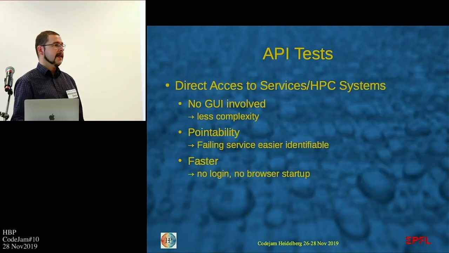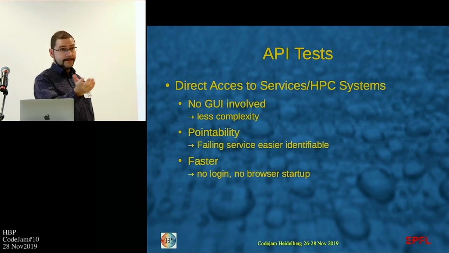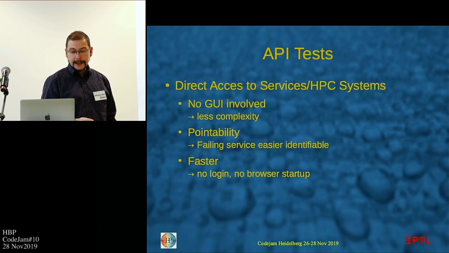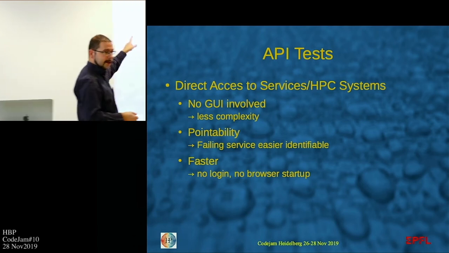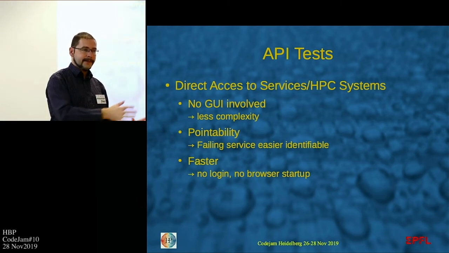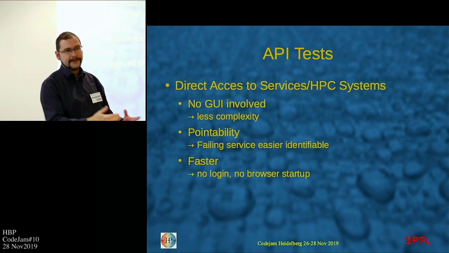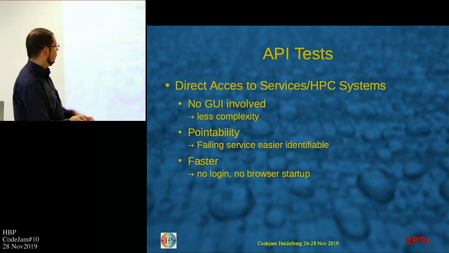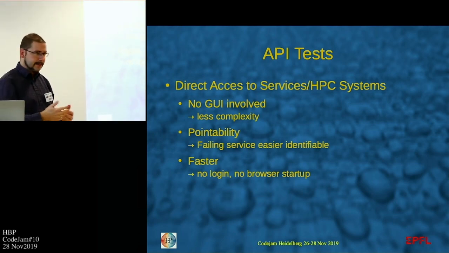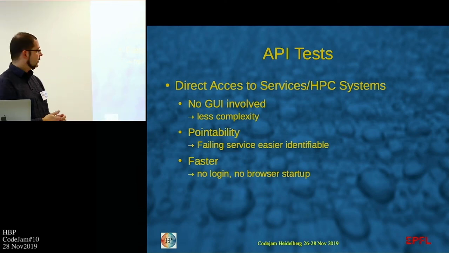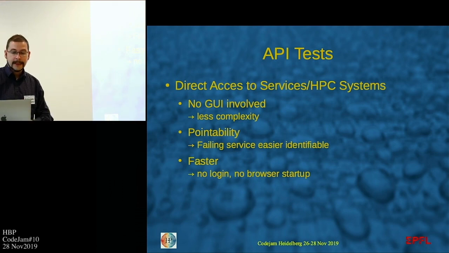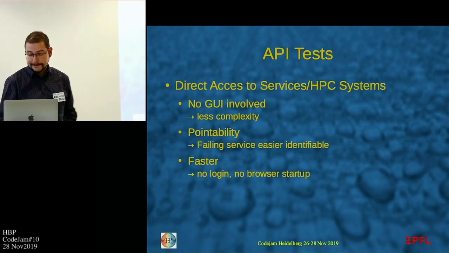Then I also do some API tests, so that's direct access to services and server backends, so no GUI involved, so less complex. Interesting is the pointability, because when a use case uses several services and backends and it fails, it's always hard to say why it failed. But when I use these API tests, which are talking to one service, I can immediately say that this service has failed. And of course, it's faster, no login, no browser startup, and so on.